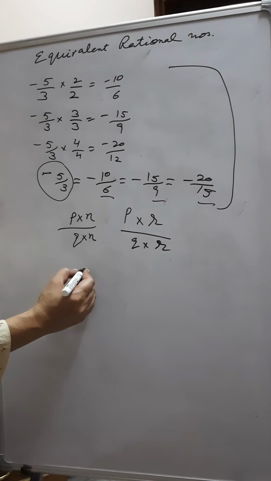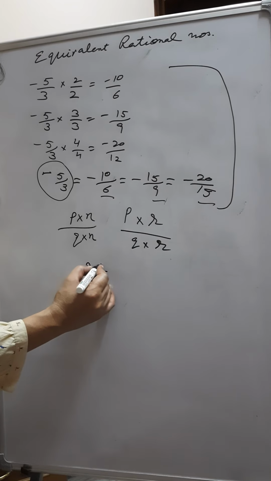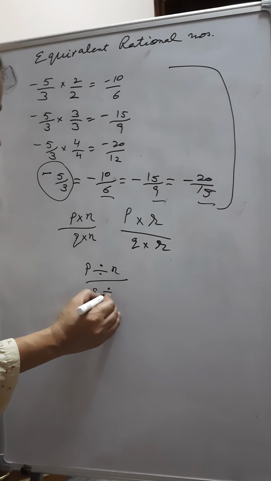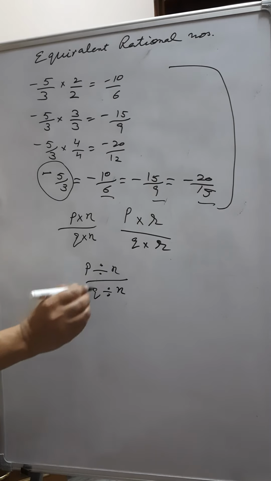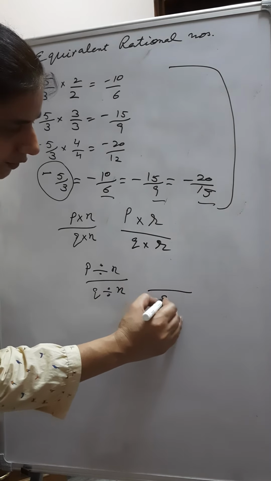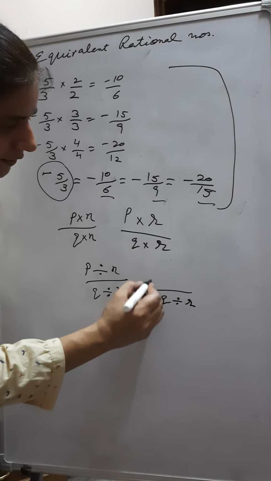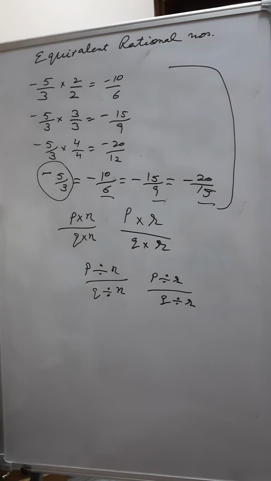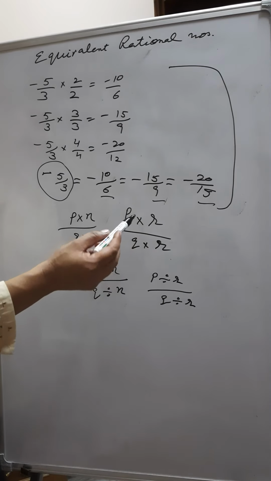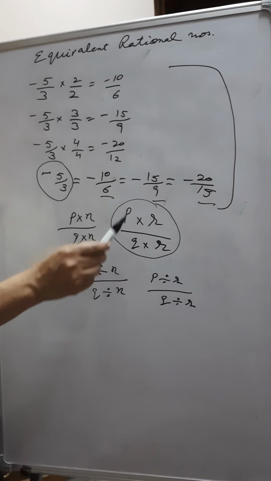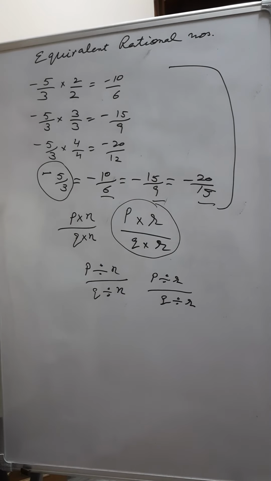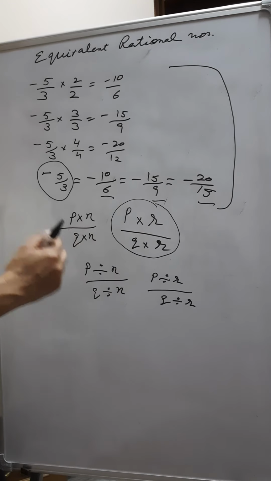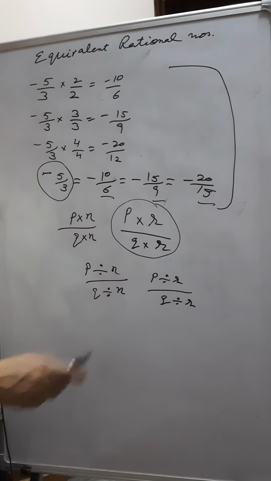The same rule is applicable in division. If the numerator is divided by some number, then the denominator is also divided by the same number. If the denominator is divided by some number, then it is compulsory to divide the numerator by the same number. Only then will you get an equivalent fraction. Multiply numerator and denominator by the same number, and you will get the equivalent fraction of this rational number.